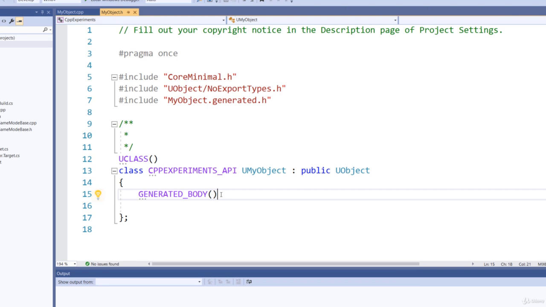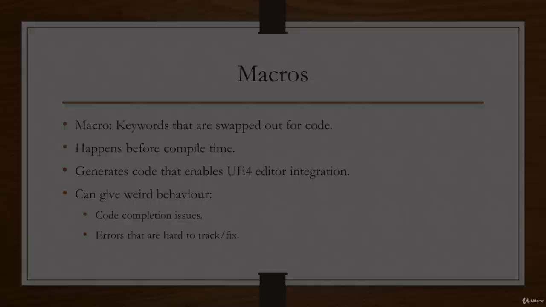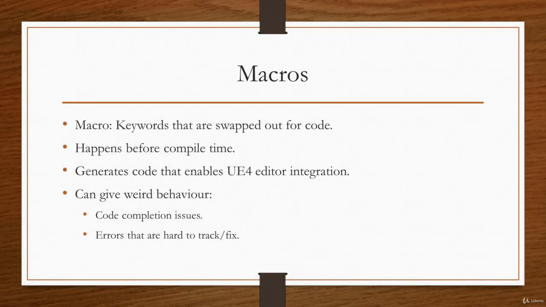Next I want to talk about some of these macros and things, and some of these includes up here. Okay, so a few terms here that we have to review first. A macro: macros are keywords that are swapped out for code, and this happens before compile time. So macros in Unreal Engine 4 here will generate code that enables the Unreal Engine 4 editor integration, as we'll see in more detail later. Now this can give weird behavior, so code completion issues, and you'll also get weird errors. And a lot of these errors are difficult to find or hard to debug basically.